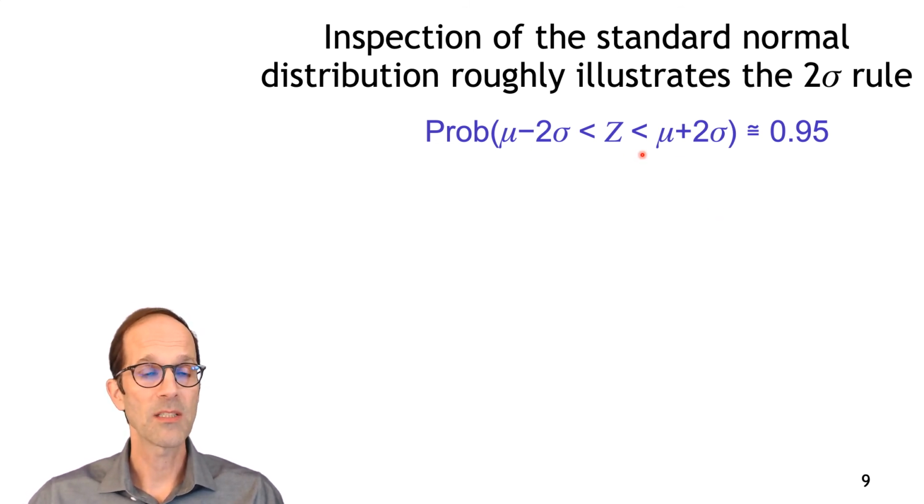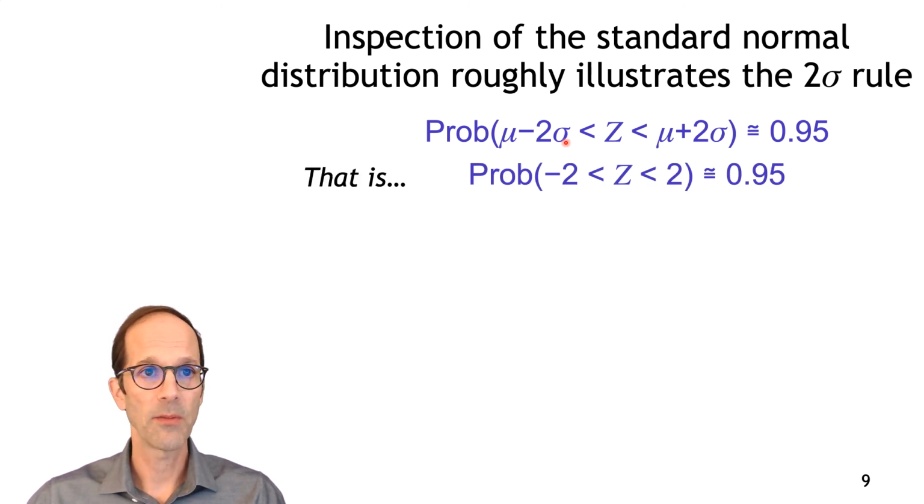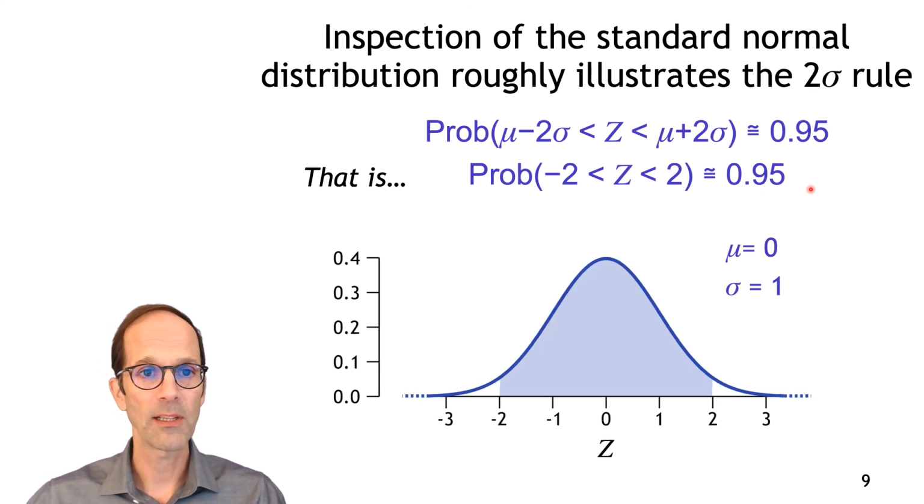So we can say here, the probability that Z is greater than mu minus 2 sigma and less than mu plus 2 sigma is about 0.95. But of course, for the standard normal distribution Z, the mean is 0, and the standard deviation sigma is 1. So this simplifies to: the probability that Z is between minus 2 and plus 2 is about 0.95. If we look at the Z distribution graphically, it becomes very clear. If we shade the area between minus 2 and plus 2 standard deviations above and below the mean, we're clearly looking at roughly 95% of the total area under this curve.